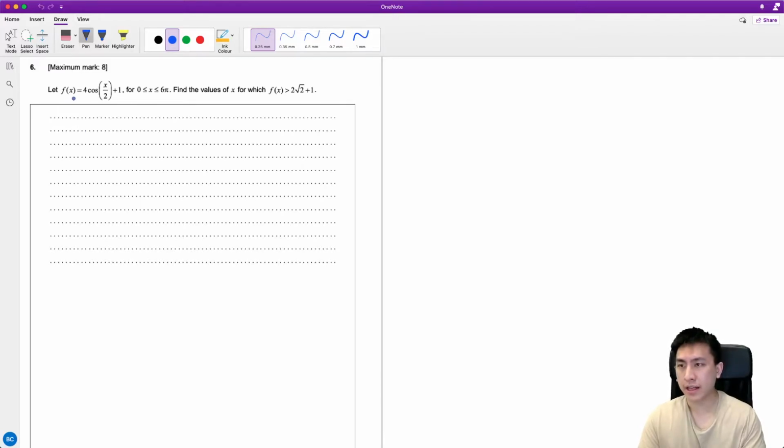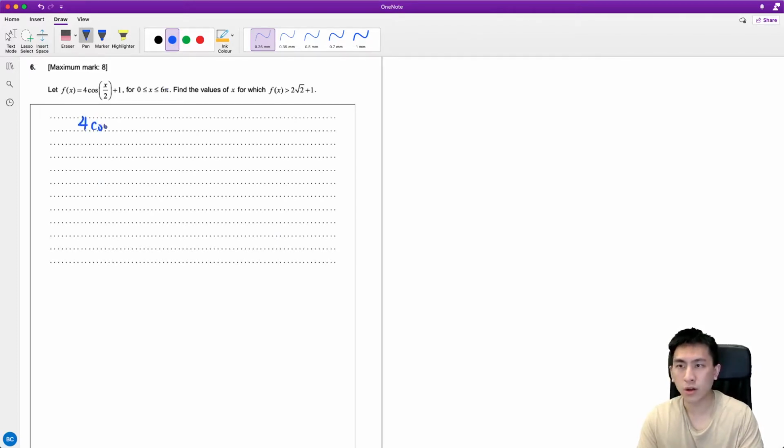Let the function f(x) equal 4 cosine of x over 2 plus 1, and then of course you have the range. Find the values of x for which f(x) is above that value. You could do it graphically, but since you don't actually have your calculator, you probably shouldn't. So the way you do it is you just write it down.